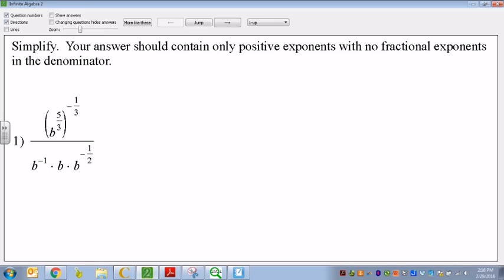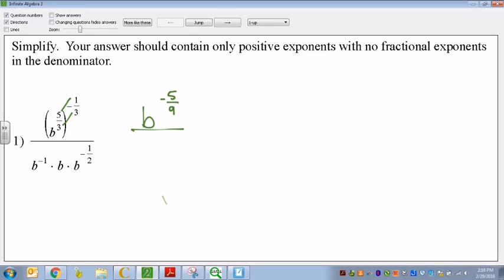All right, so for example, here in number 1, let's just start in the numerator. I notice that I have a power raised to a power, so that means I'm going to multiply those together, which is going to give me b to the negative 5 over 9.